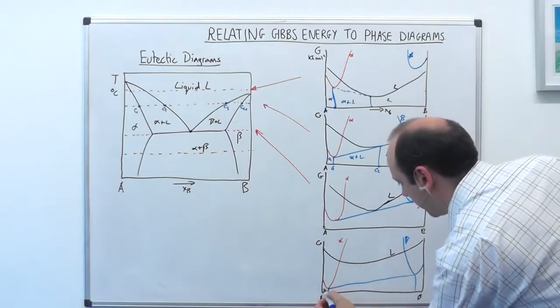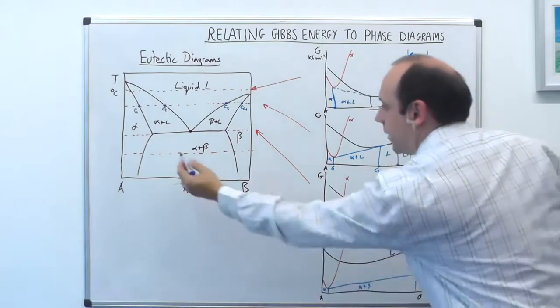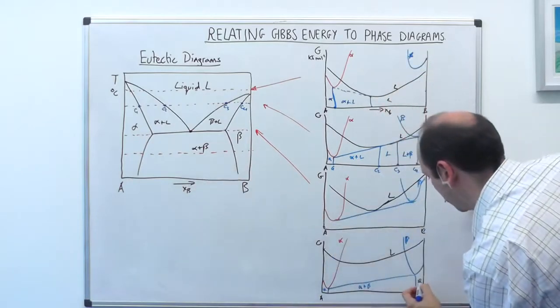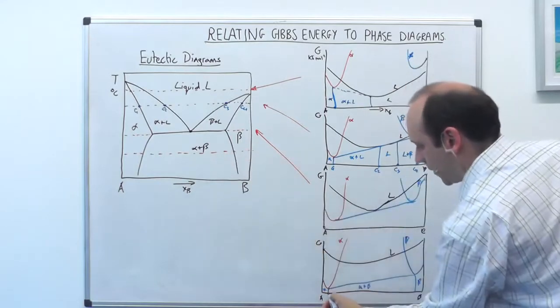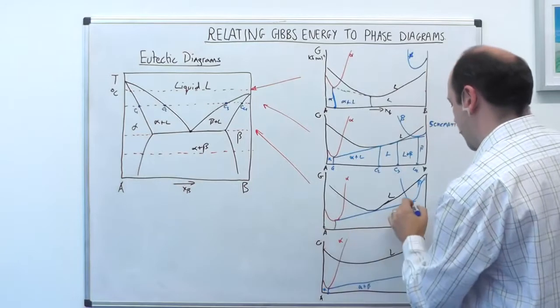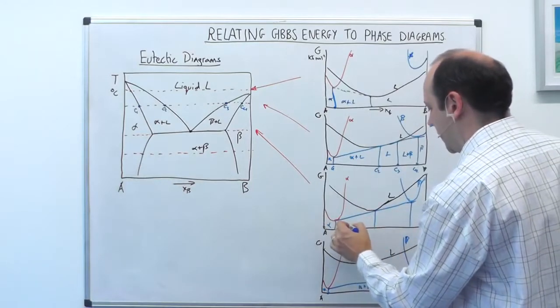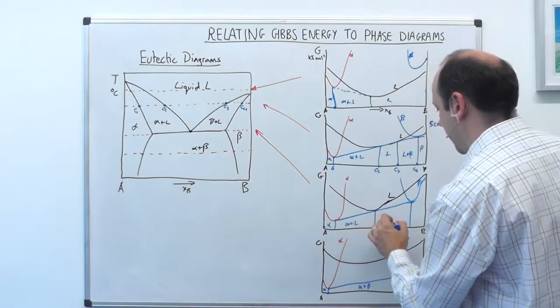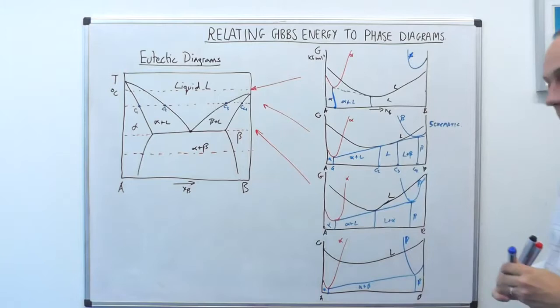So here I've got my alpha region. I've got my alpha plus beta region. There, that's my beta region. That composition corresponds to that one. That composition corresponds to that one. And just to draw it here, that's my alpha. That's my alpha plus liquid. It's my liquid plus alpha. And that's my beta at a temperature just at the eutectic point.